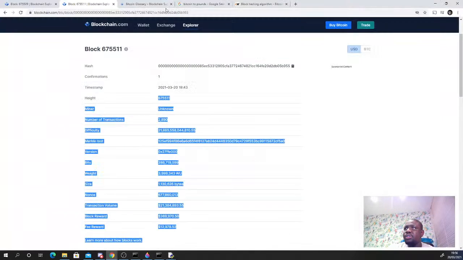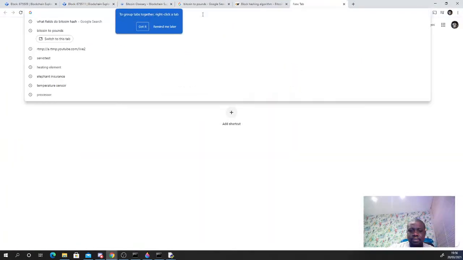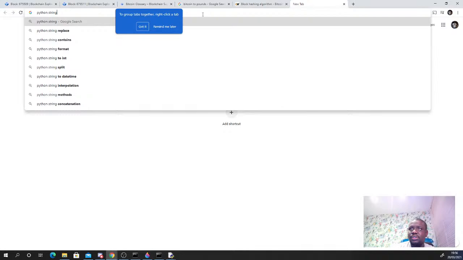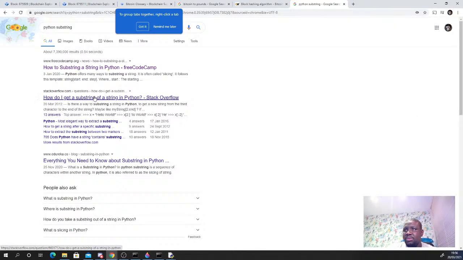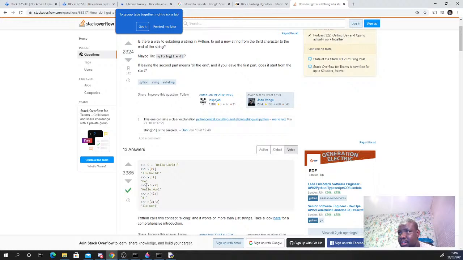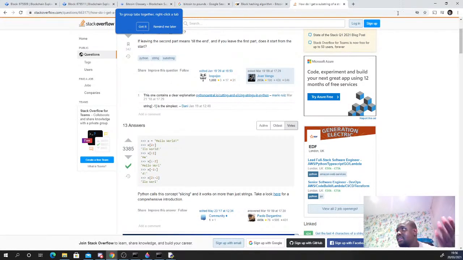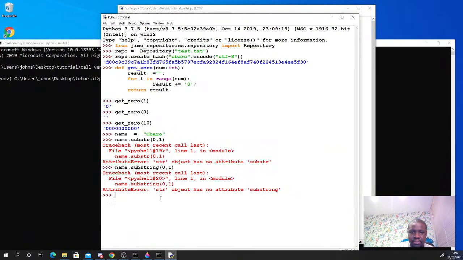Let me just google it and show you Python substring. You can get a substring. I don't want to use this, but anyway, it seems that that is the only way I have to do. So if I want to do substring, I can do a substring 0 to 1, and it will return OB. But I want name's string 0 to 2, so I need 2. So it will give me OB.